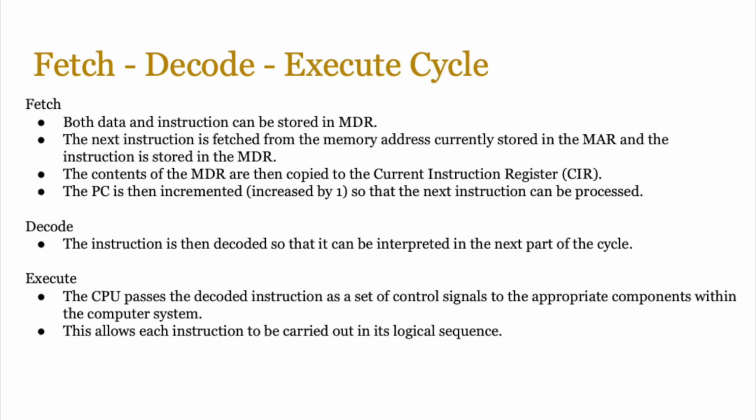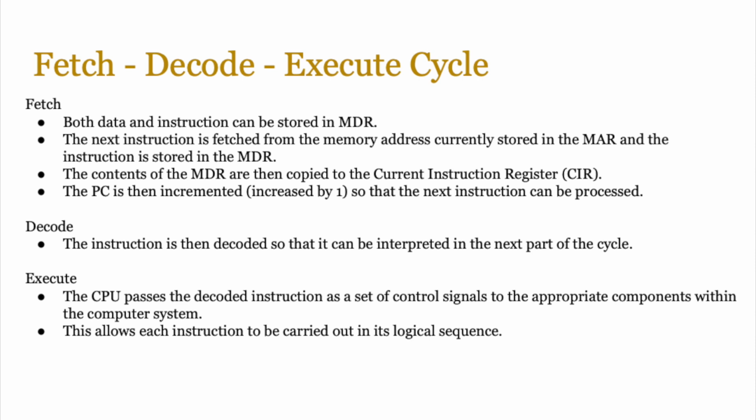Once the address is received at the location in RAM, data stored in the location or any instructions are copied into the MDR, and we use the data bus for that. So when the MDR has received the instruction, it sends this to the current instruction register, and it also uses the data bus for that. So just remember that when we're transferring addresses between the PC, MAR, and the RAM, we use the address bus. And when we're transferring data from the RAM to the MDR and then to the CIR, we're using the data bus. Now, the CIR is part of a component within the CPU called the control unit, and it is the control unit that's responsible for the next stage of the cycle, which is the decode stage.